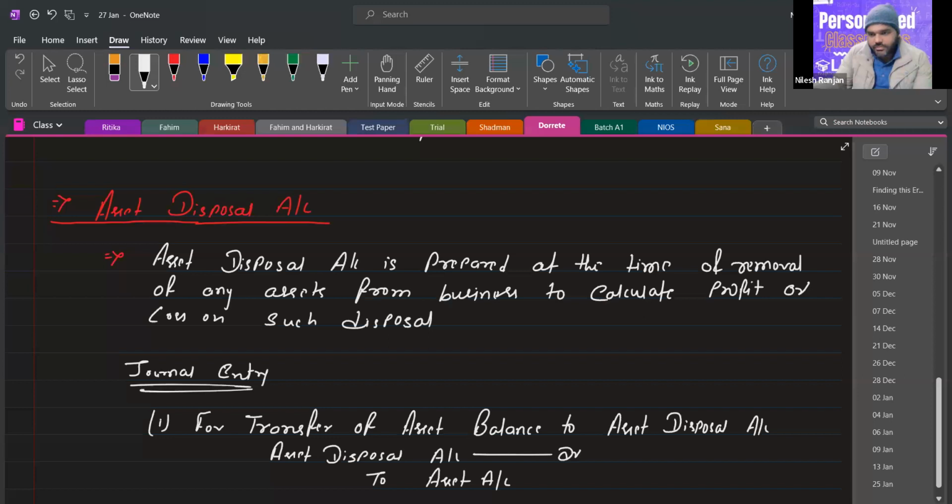This is the last concept of this chapter. We'll discuss some questions from this now, and then we'll go to the next chapter. Actually, there are only one or two questions in my book for this disposal account.